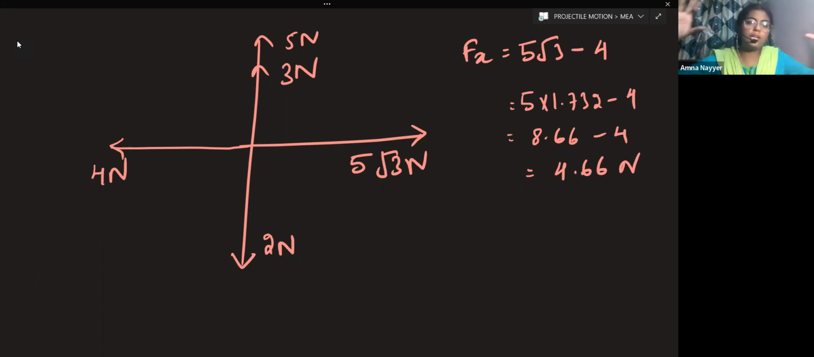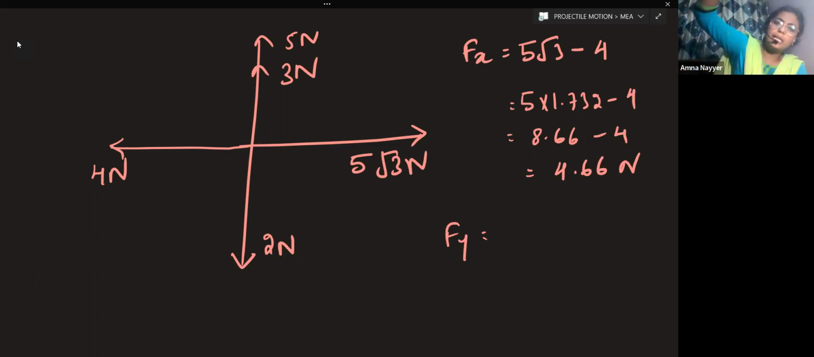So the two forces that were spread, now they are not spread, they are just combined into the x-axis. Same with the y-axis. If you calculate Fy, these two are acting in the same direction. So 5 plus 3, 8. And in the downward direction, this becomes minus.